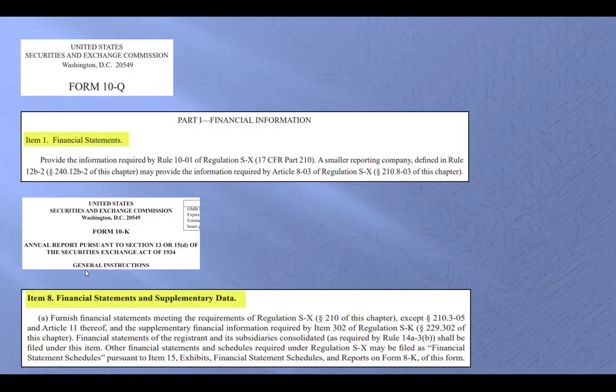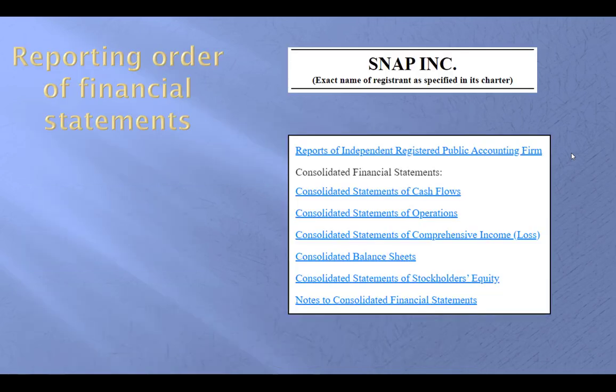So this is sort of the law, the rules. Form 10-Q, provide the information. Form 10-K, furnish financial statements, and we can see that these statements are silent about the order. So let's have a look.